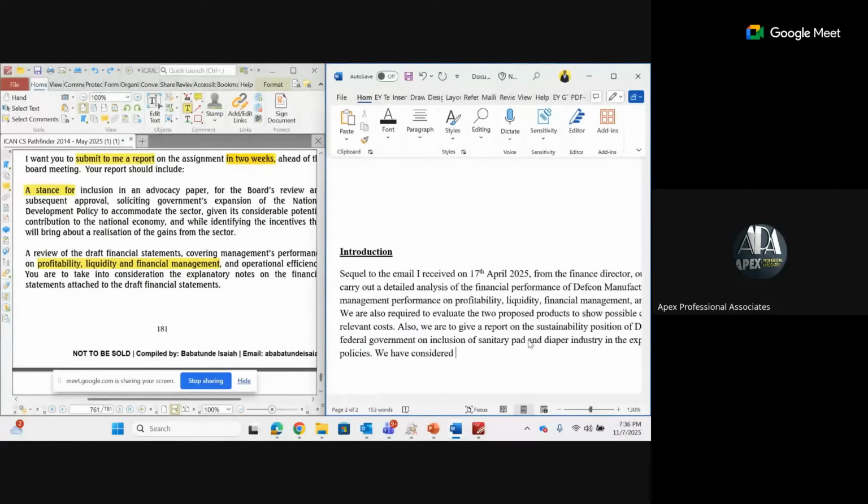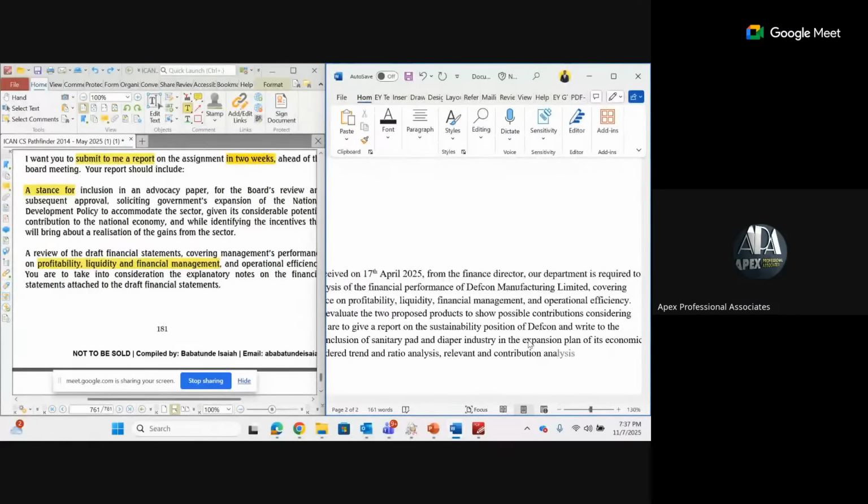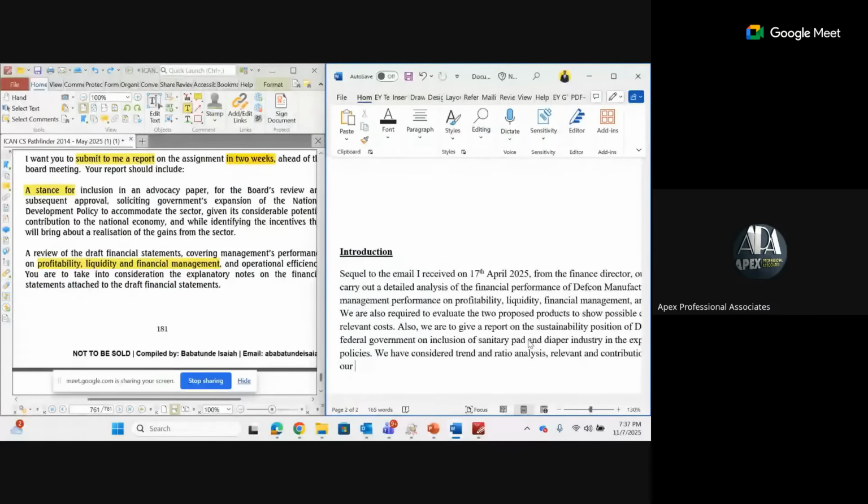We have considered trend and ratio analysis, relevant costing and contribution analysis, in carrying out our evaluation.